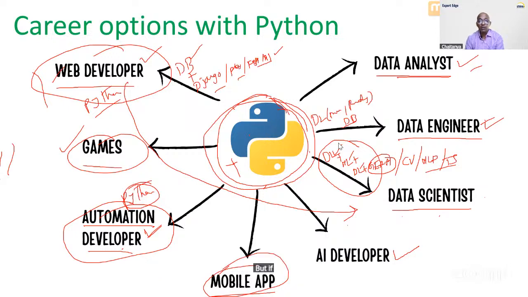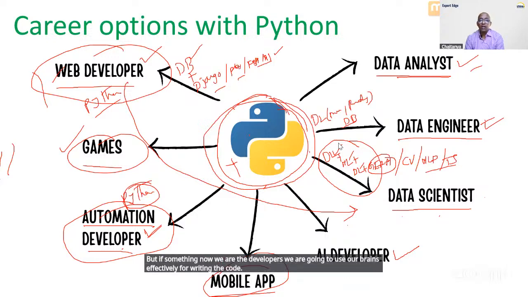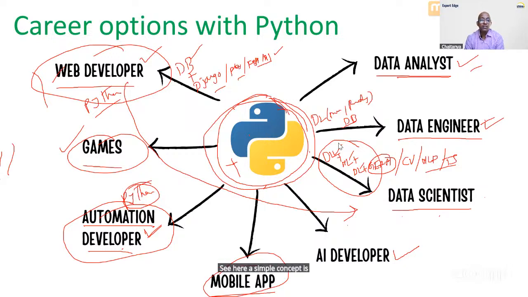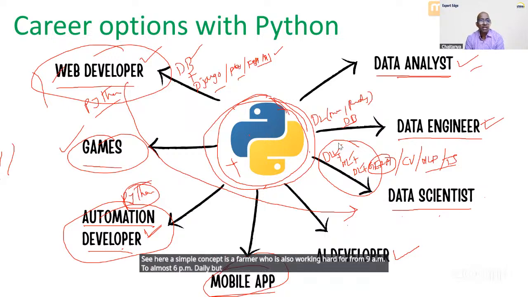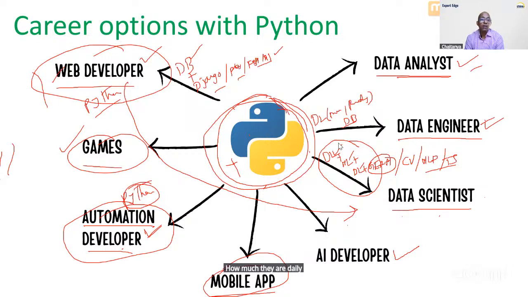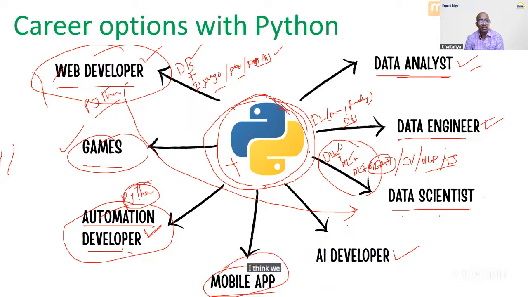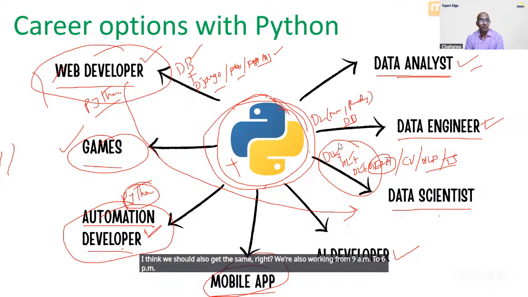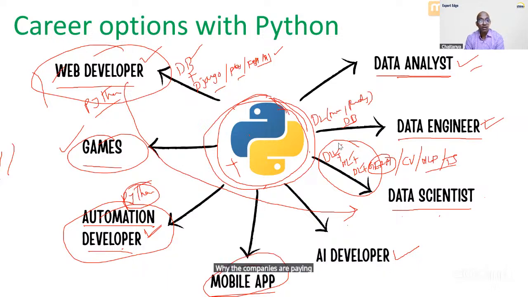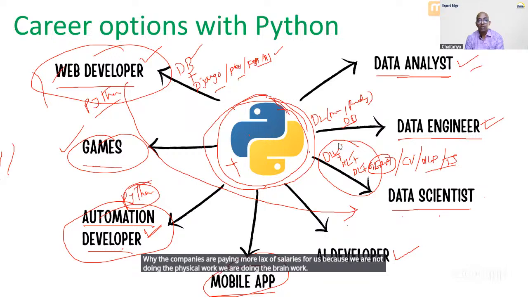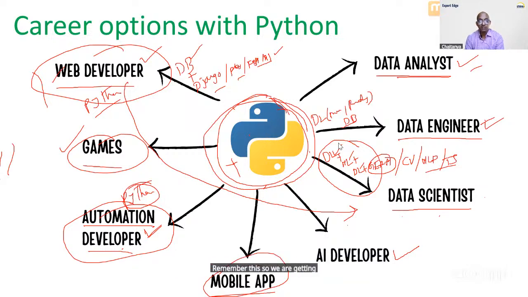But we are the developers, and we use our brains effectively for writing code. See here, a simple concept: a farmer works hard from 9 a.m. to almost 6 p.m. daily, or maybe some daily laborer also works very hard from 9 a.m. to 6 p.m. Their daily amount is maximum some 1,000 rupees, or maybe 500, 600, etc. Ideally, we should also get the same, right? We're also working from 9 a.m. to 6 p.m. Why are we getting more? Why are companies paying lakhs of salaries to us? Because we are not doing physical work, we are doing brain work. Remember this. We are getting paid only for our brains, for our knowledge.